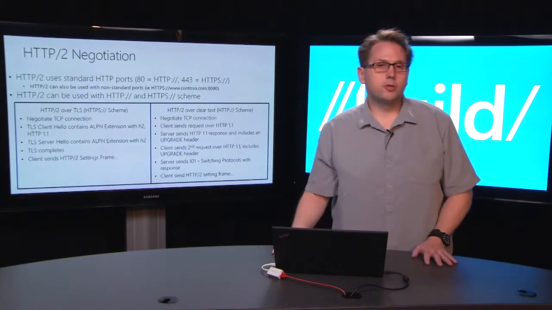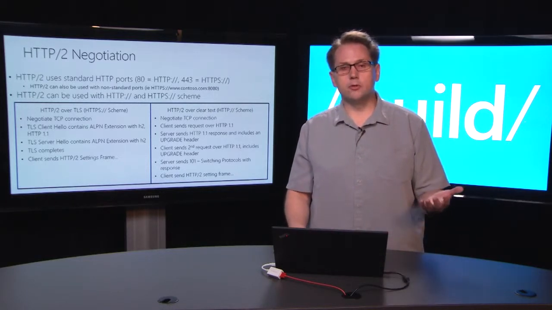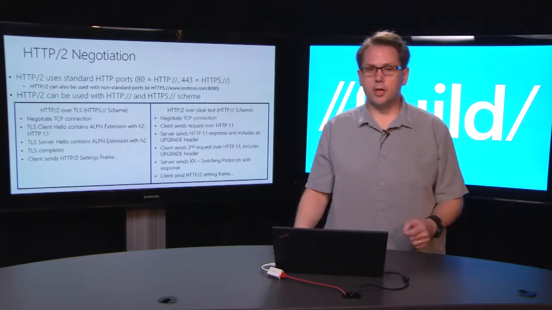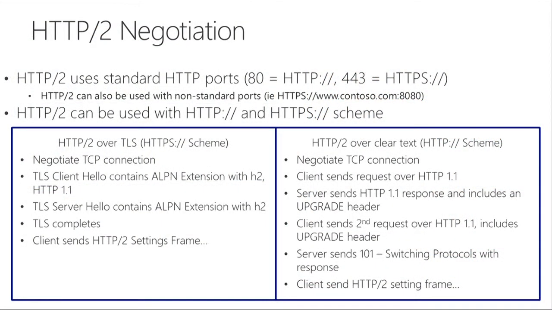So HTTP2 is a negotiated protocol, and this is one of the reasons that it is compatible with the web as deployed today. It works over the standard HTTP ports, port 80 and port 443, and it works with the schemes that are existing today in HTTP and HTTPS. It is exactly the same as HTTP 1.1 and 1.0 before it.